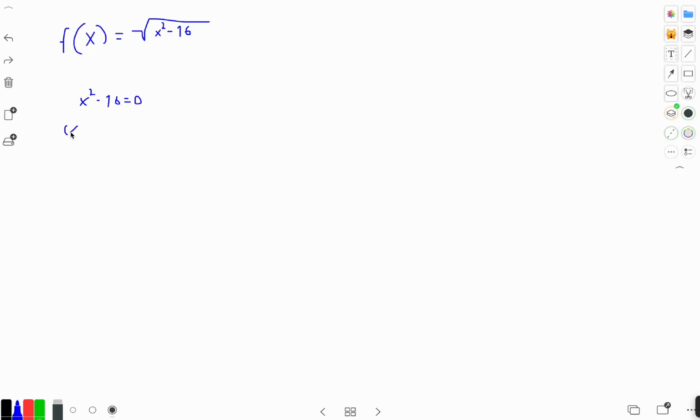So we're going to get x plus 4 and x minus 4 equal to 0. Great, so the turning points of our graph are going to be x is equal to negative 4 and x is equal to 4. This is once again very straightforward. Let's draw our wonderful number line.